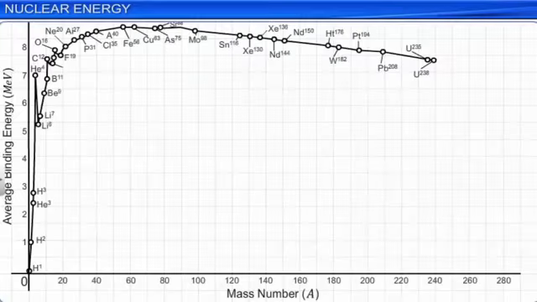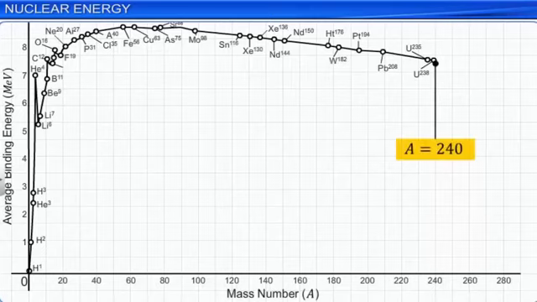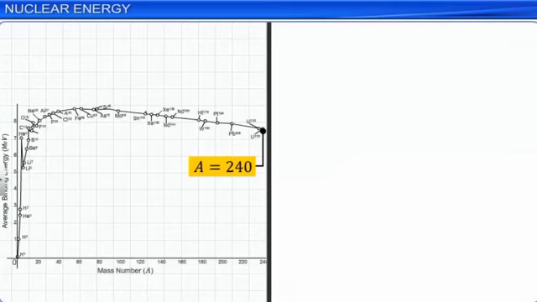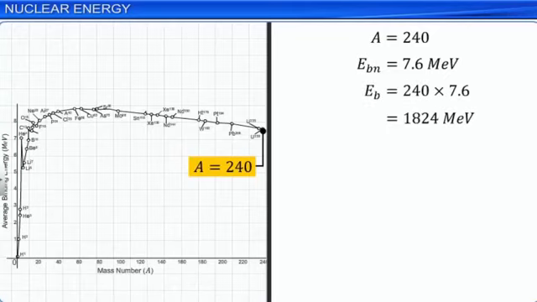Let us now estimate the amount of nuclear energy or the value of Q being released during fission. Consider a nucleus of mass number A equal to 240 undergoing a nuclear fission. From the average binding energy versus mass number curve, we observe that for A equal to 240, the average binding energy is 7.6 MeV. Therefore, the total binding energy for this nuclide is 240 into 7.6, which is equal to 1824 MeV.